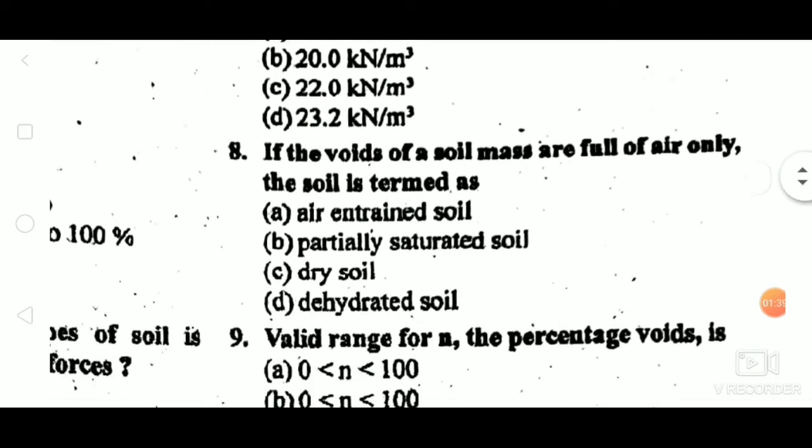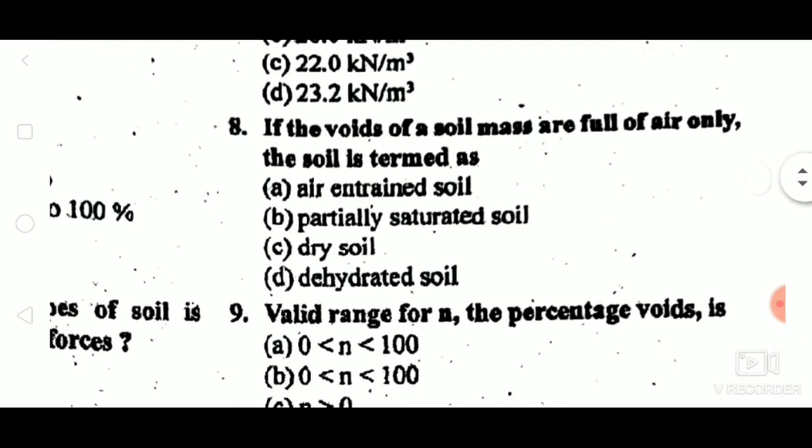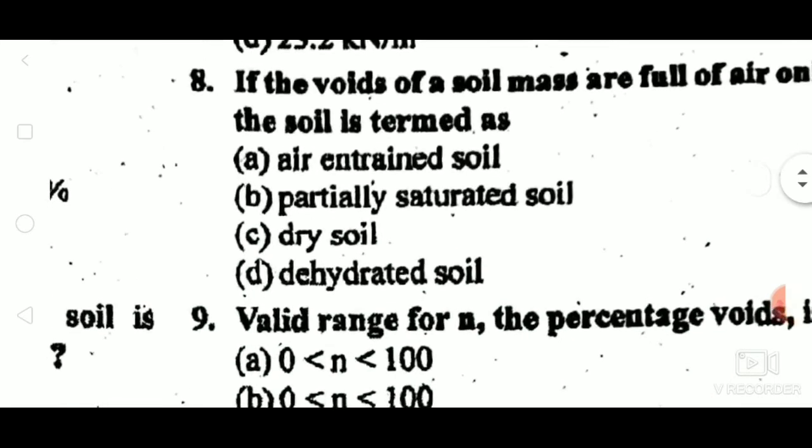Next question: if the voids of a soil mass are full of air only, the soil is termed as dry soil because it has only two-phase system, soil and air. Next question: valid range for N. N means porosity, the percentage of voids. Here the value of porosity can be greater than 0 and less than 100. So option A is the correct answer.